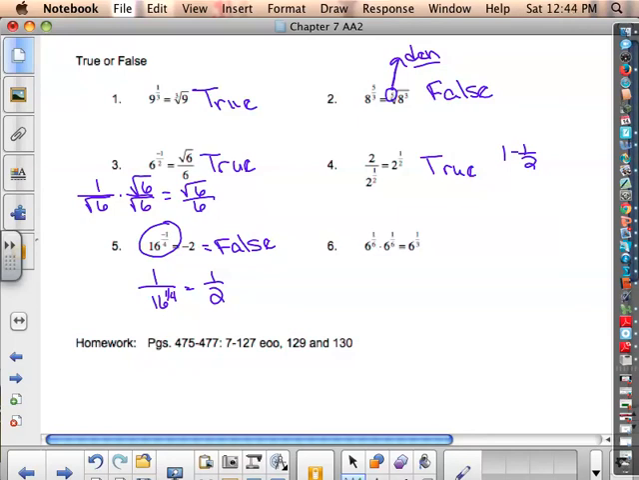Number 6, 6 to the 1/6 times 6 to the 1/6 is going to be 6. Remember, you're adding exponents, so 2 to the 6th, which becomes 6 to the 1/3. So that is true. There's your homework.